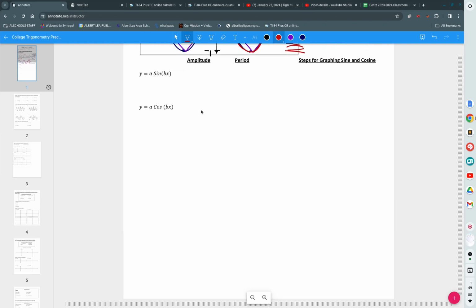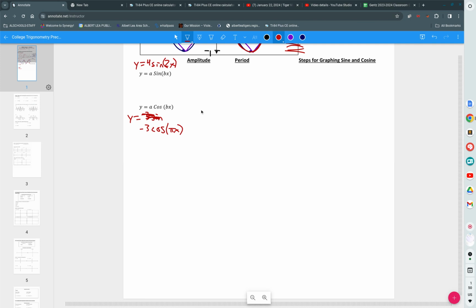So, what we want to do today is focus on what happens if we change a and b. So, for example, if we had y is equal to 4 sine of 2x, what does that look like? Or y equals -3 cosine of pi x. What does that graph look like? And when we do those types of transformations to the graph, that's going to change the amplitude and the period.